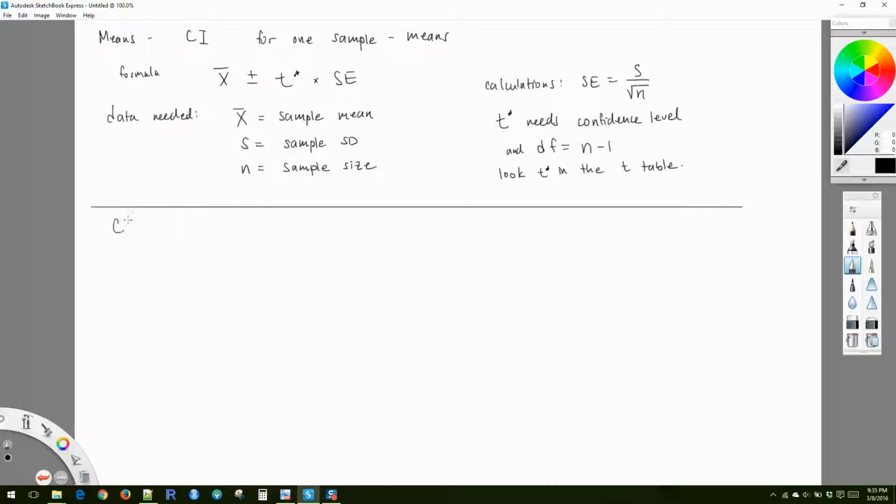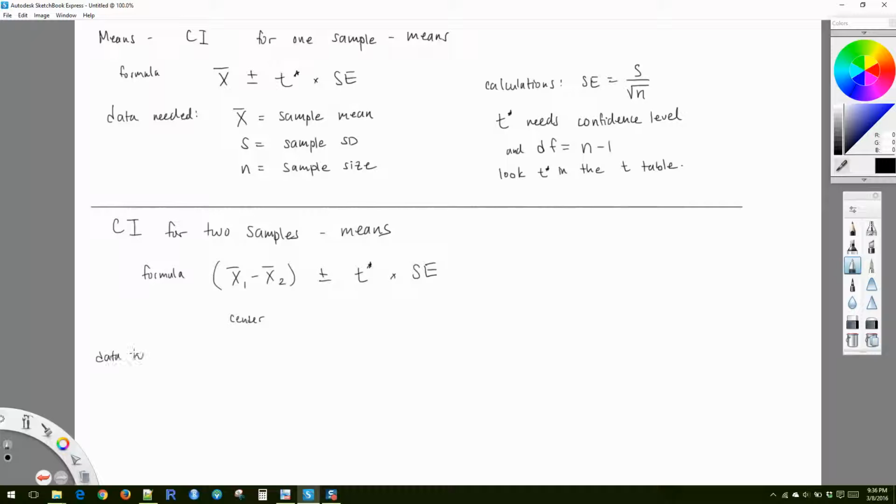If we're going to make confidence intervals for two samples, and we're dealing with means, we've got the formula: x bar 1 minus x bar 2. This is what goes into the center of our interval, plus or minus t star times our standard error, okay?